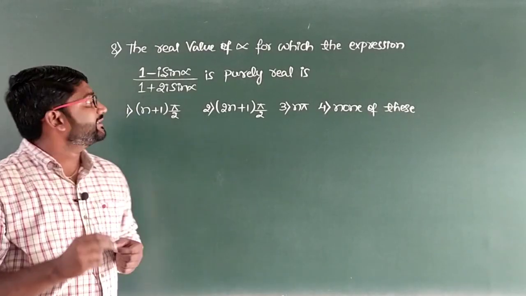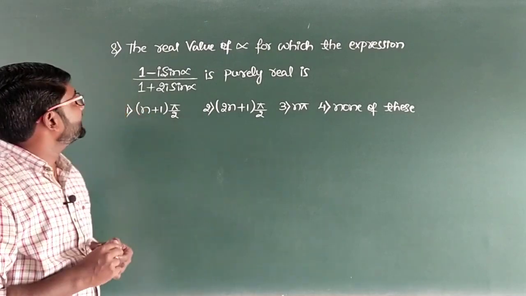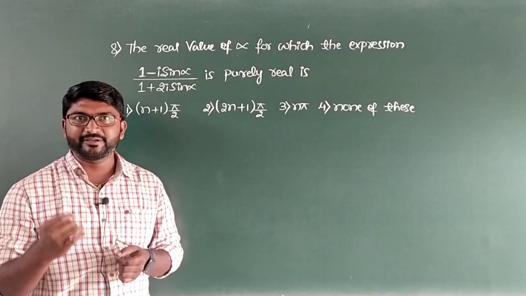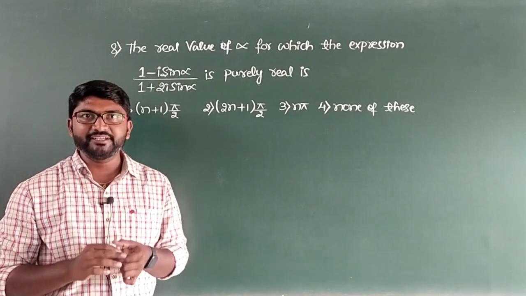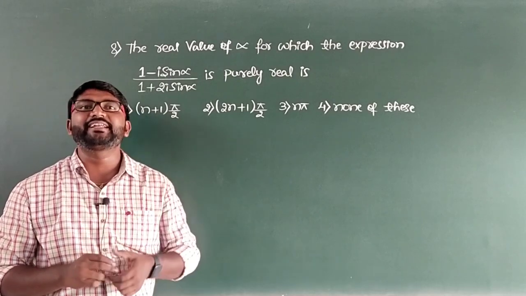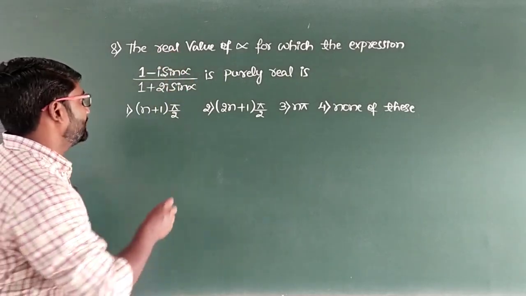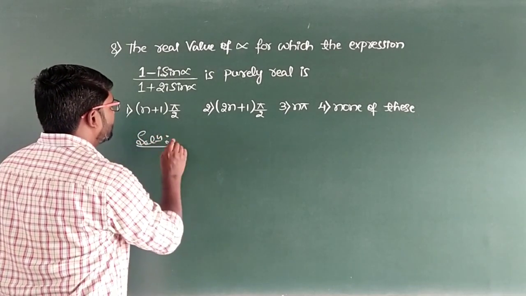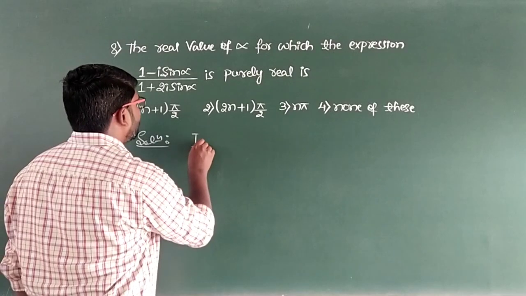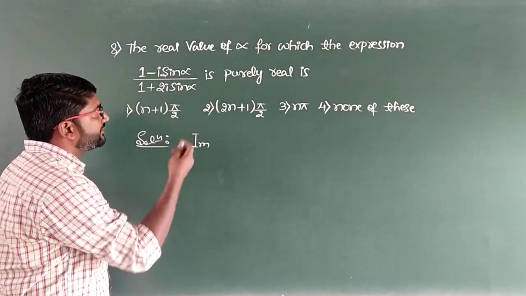Well, question number 8. The real value of alpha for which the expression (1 minus i sin alpha) divided by (1 plus 2i sin alpha) is purely real is. Purely real indicates the imaginary part of this complex number must be 0. So here I will go for the solution. So the imaginary part of the given complex number must be 0 for purely real.